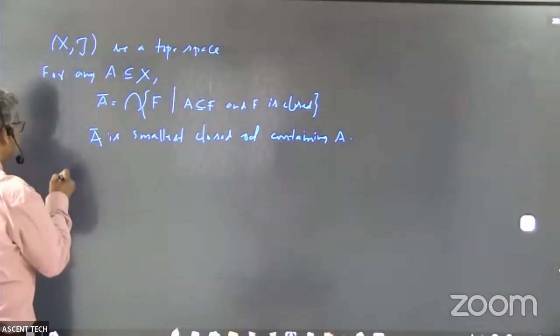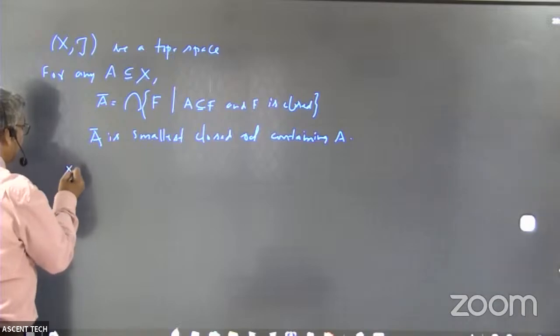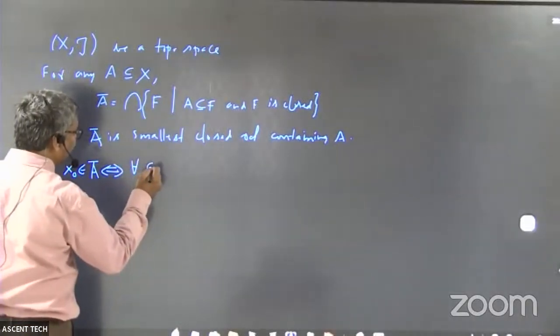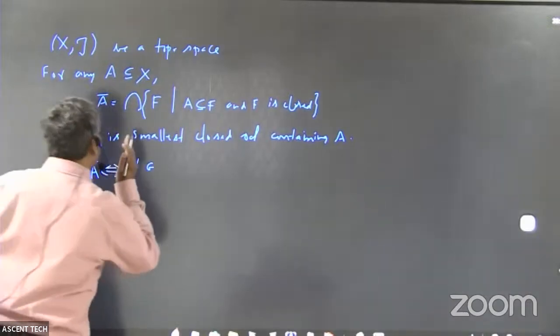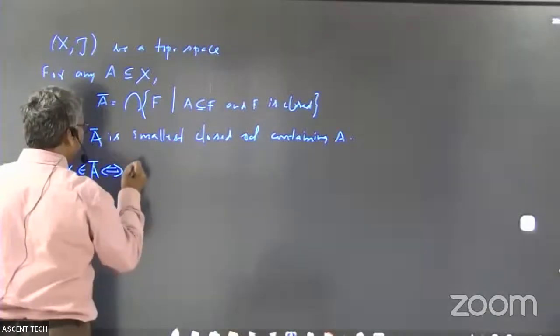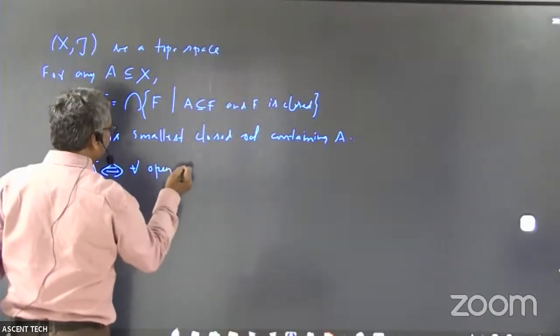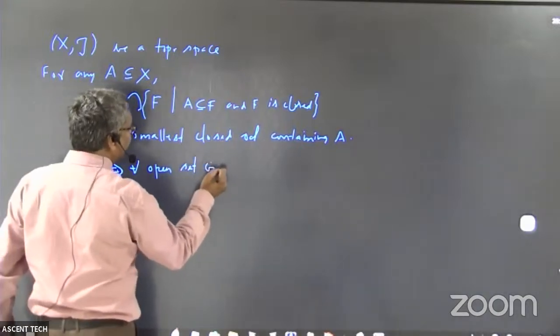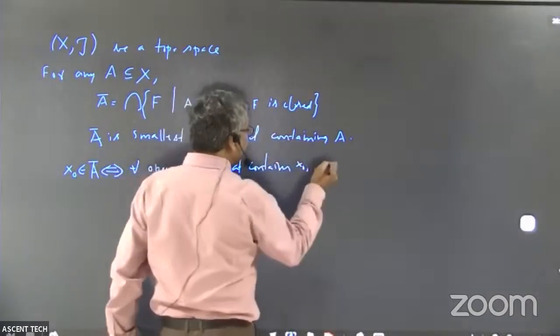Also, I have proved in the previous class that in a topological space, x naught belongs to A bar if and only if for every open neighborhood G of x naught, that is, for every open set G that contains x naught, G intersection A is non-empty.